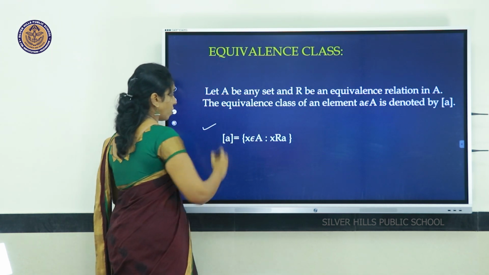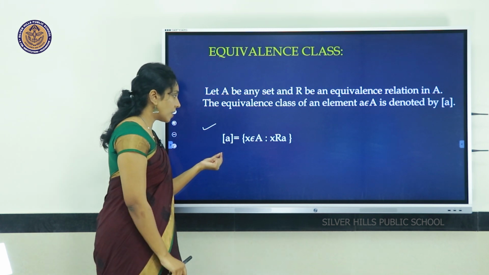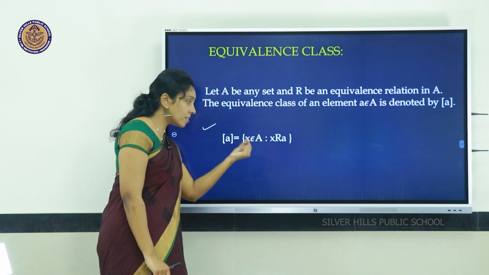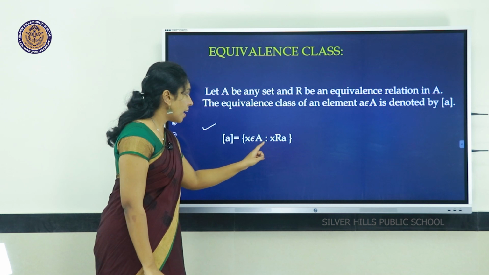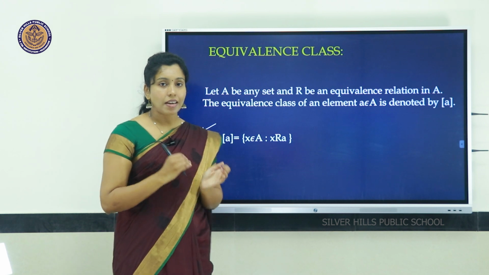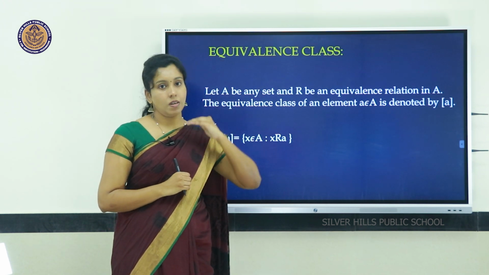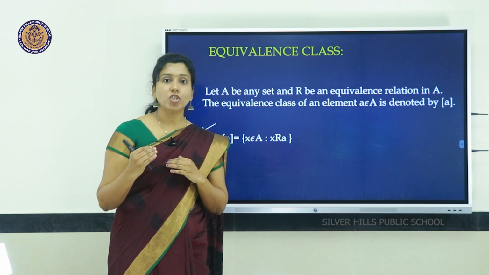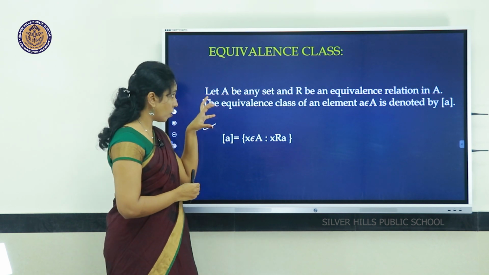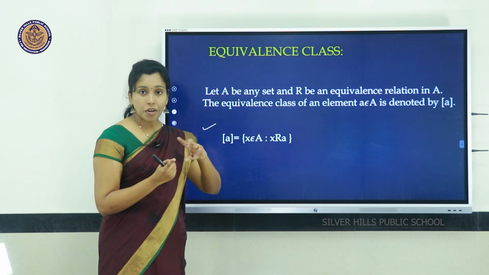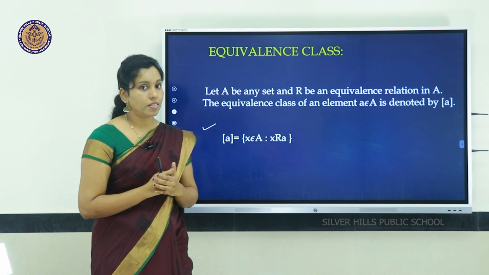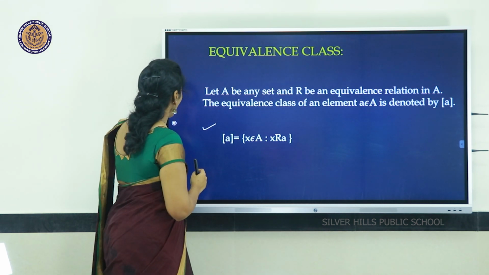And here is the definition of equivalence class [a]. What is equivalence class [a]? It is the set of all x in A such that x is related to a. There is a relation between x and a. I need those elements in A which are related to this small a. That is the definition of equivalence class. I will just move to a question and from there you will get a clear idea of what an equivalence class is. Okay, so, we will just do one problem.